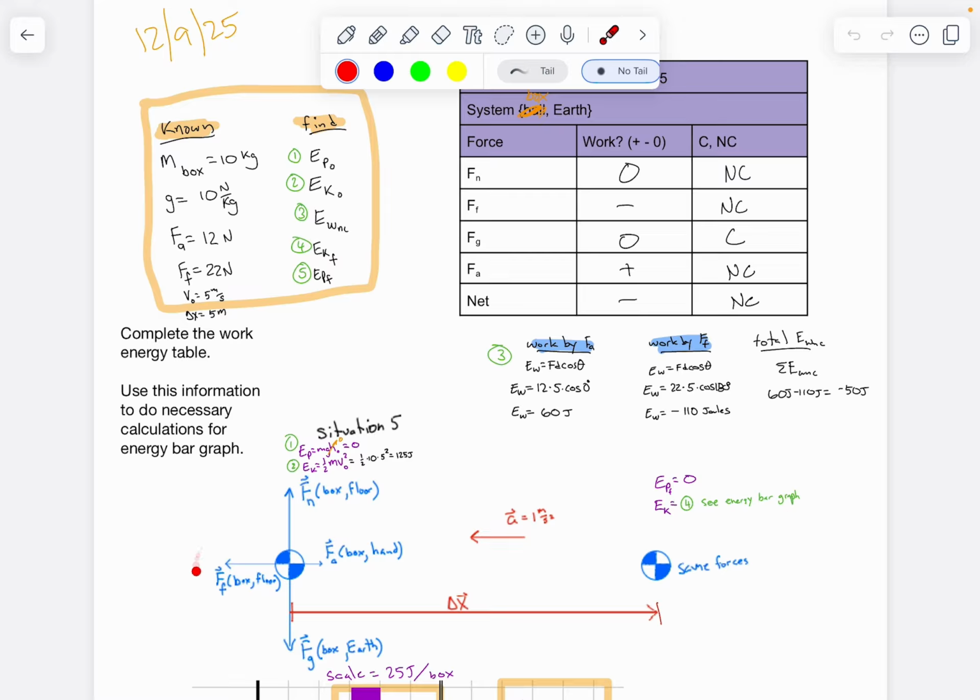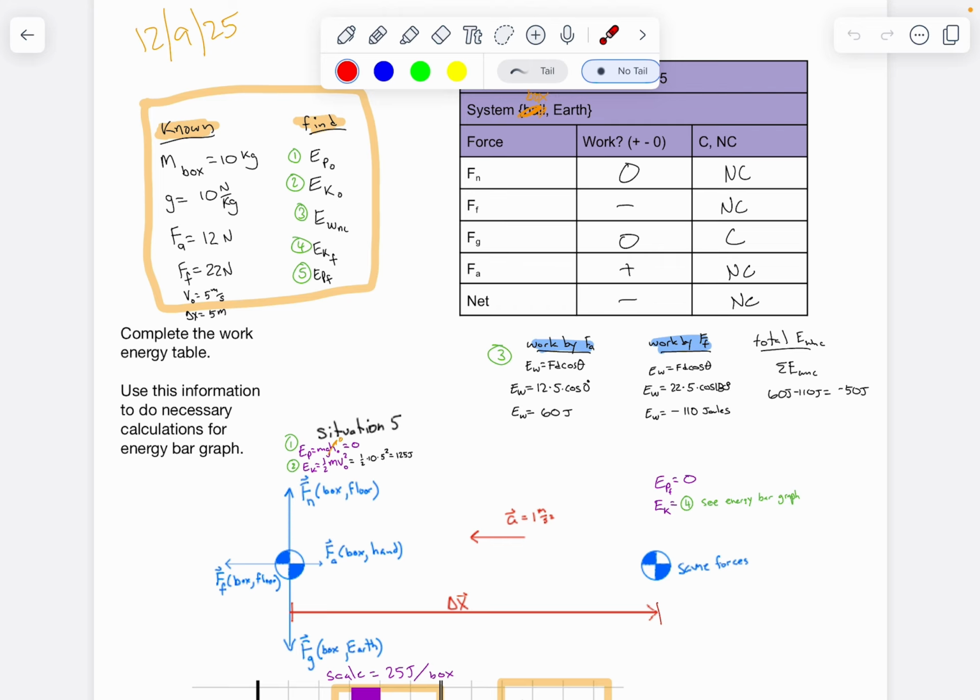Our friction is actually opposing the displacement. That's going to be negative work. And again, the floor is not part of our system, so that's non-conservative. It's an external force. Gravity is on the ball by the earth. That is part, okay, I'm sorry, it's a box.